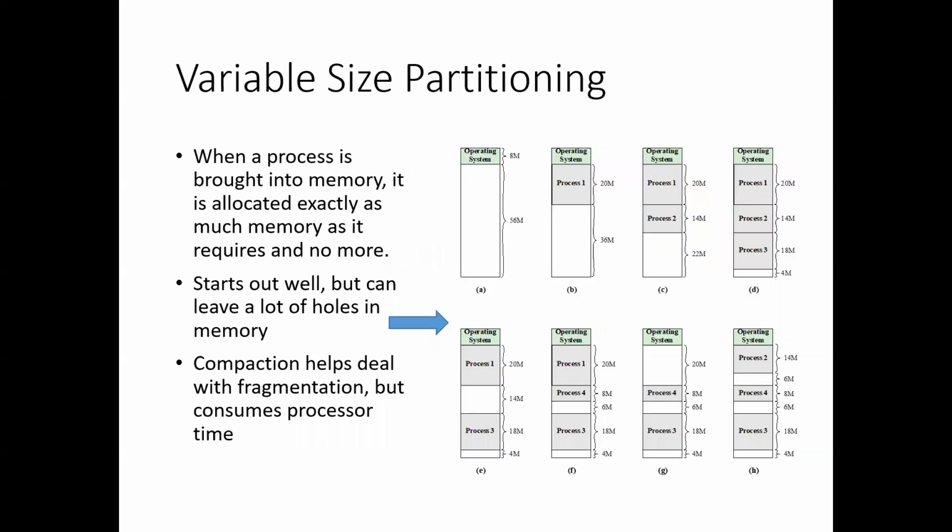So, one solution is variably sized partitioning. When a process is brought into memory, it's allocated exactly as much memory as it requires and not a bit more. It starts out well, but you can end up with a lot of holes in memory. One way to deal with this is compaction, which will help deal with the fragmentation of the memory. But again, to clean that up, it consumes time. From time to time, the OS will shift the processes in memory to place all the free memory together in one block, and that's what compaction is. It is time consuming, and it can waste some processor time.